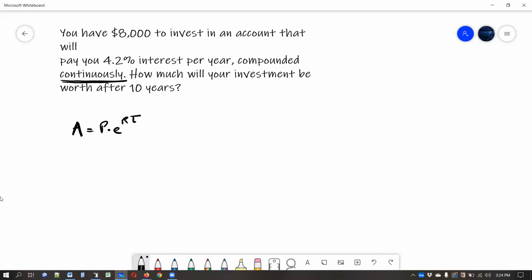How much will your investment be worth after 10 years? So we have to find P, which we know to be 8,000. We have to find R, which we know to be 4.2% per year, which we're going to write as a decimal. And we need to know T, which in this case is 10 years. So we'll make the substitution. R is 0.042 times 10. Once we have this, we go to the calculator.